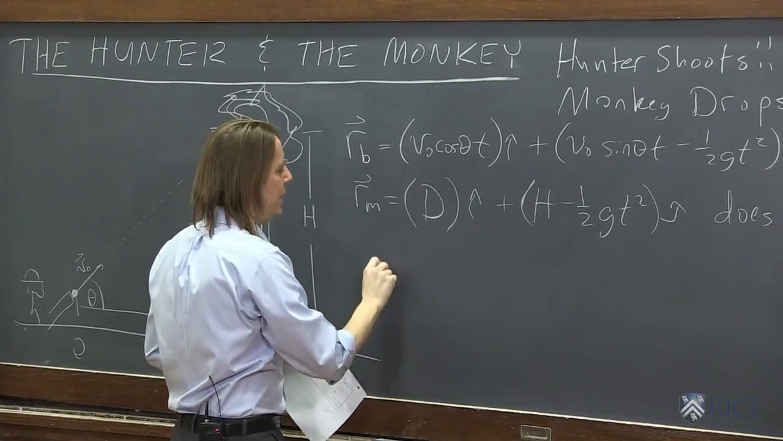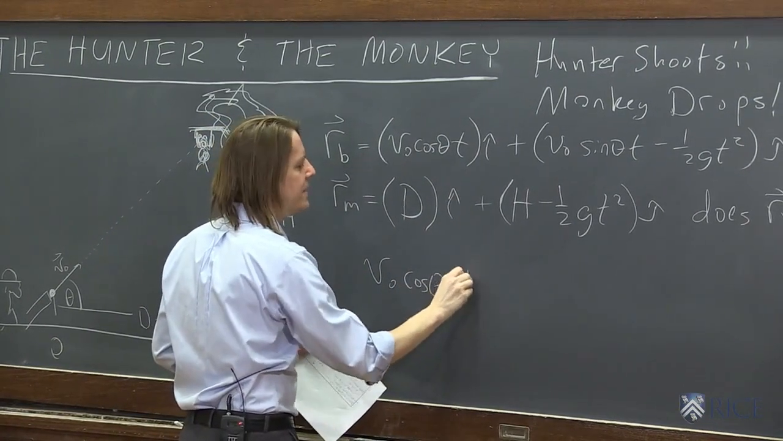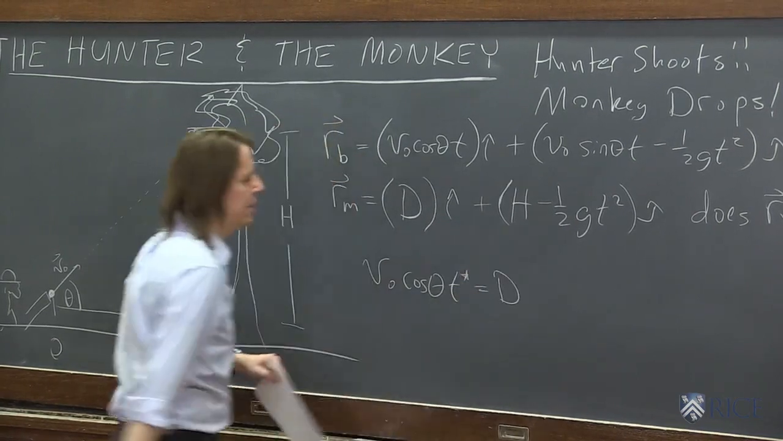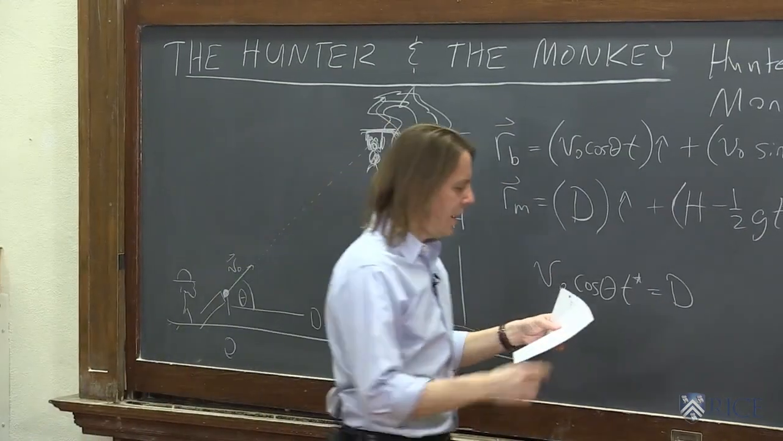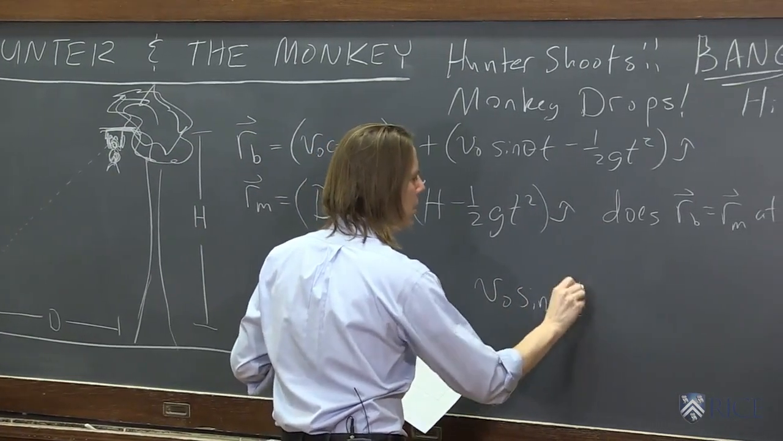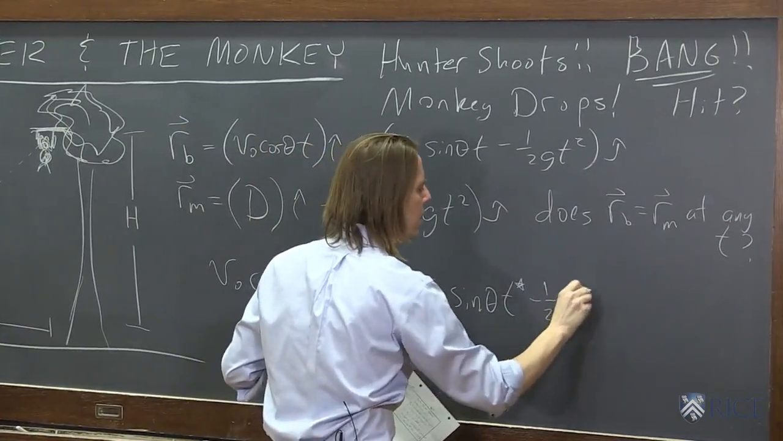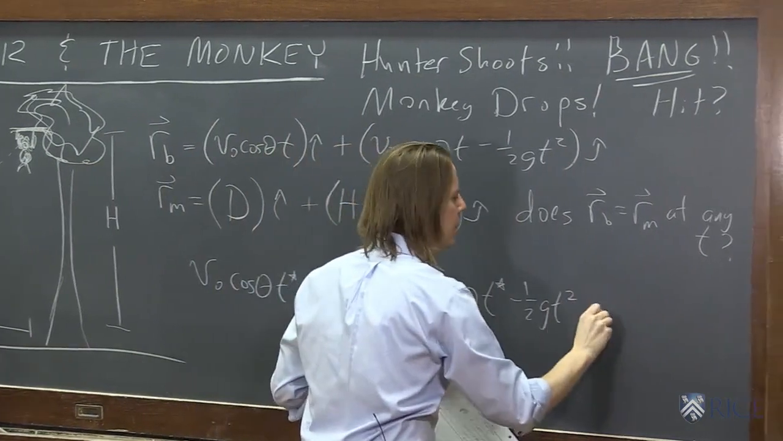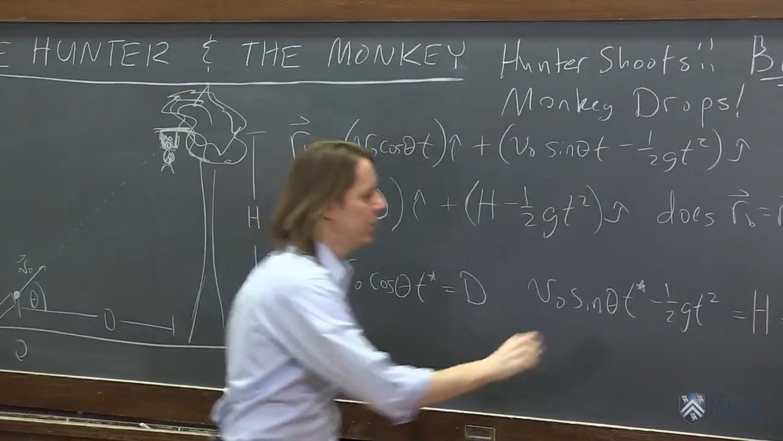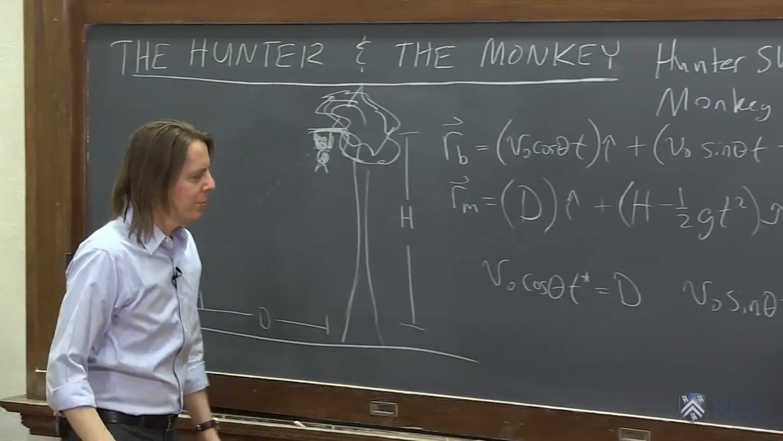So let's see, is there a time when v naught cosine theta t, and I'll say t star because we're looking for a specific time, equals d, the bullet equal the monkey, and is there a time when v naught sine theta t star minus 1/2 g t squared equals h minus 1/2 g t squared? And these are all t stars. Is there such a specific time when those are both true?